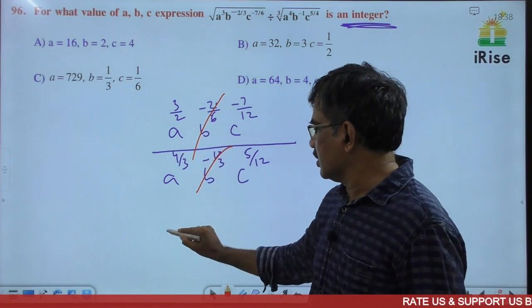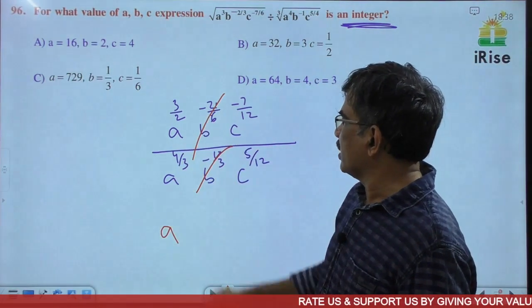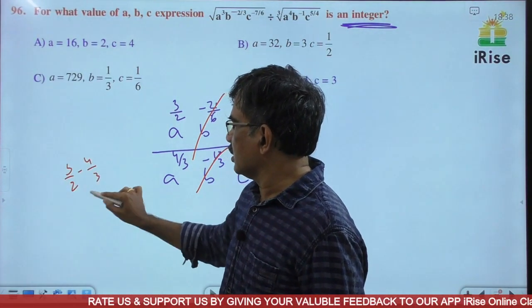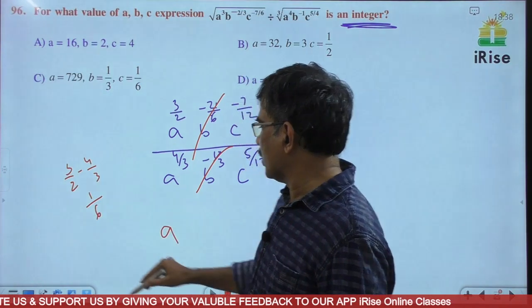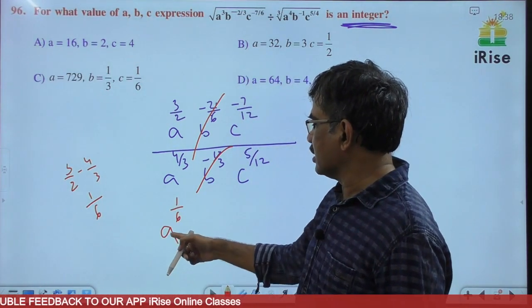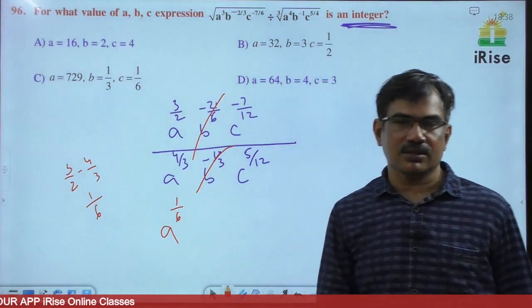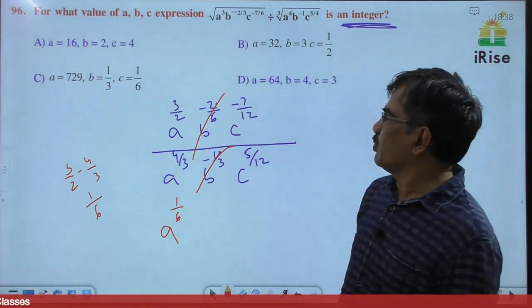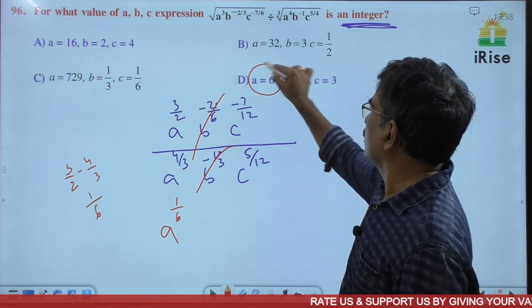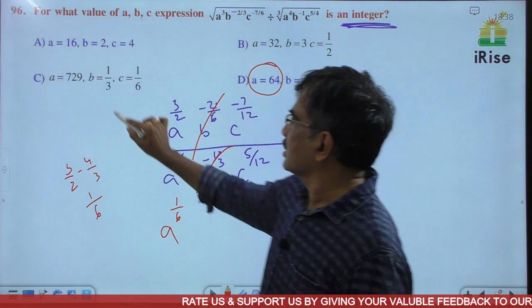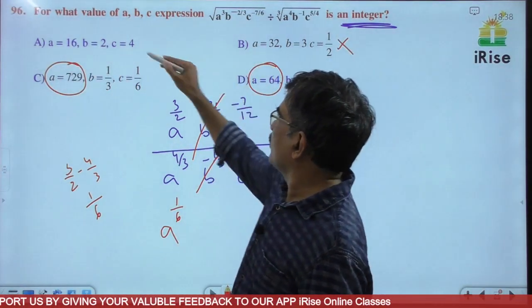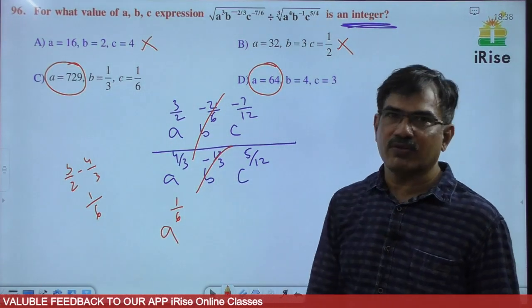Simplify this, this can be written as A power 3 by 2 minus 4 by 3. 3 by 2 minus 4 by 3, this is 9 minus 8 by 6, 1 by 6. So to get integer, a should be a power of 6. So what is power of 6 here? Either 2 power 6, 64, or 3 power 6, 729. So this is not the answer, this is power of 5, this is not the answer, this is power of 4.